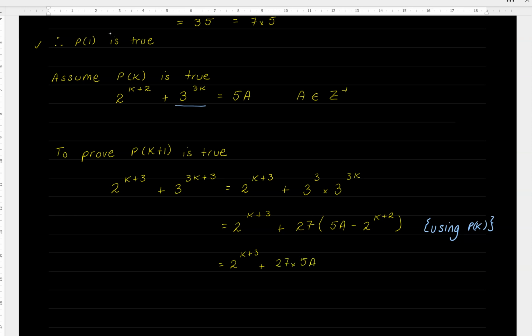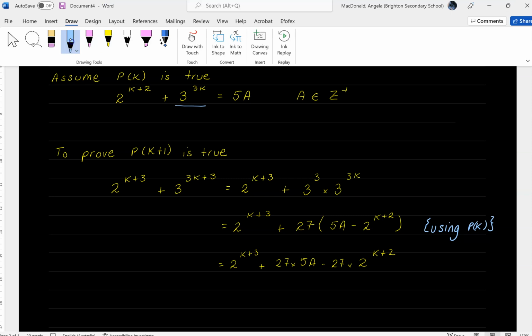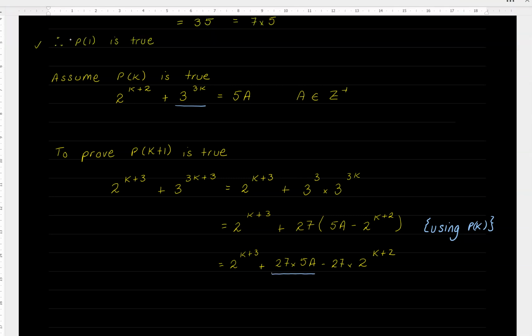Again, I'm not tempted to actually work out what 27 times 5 is because I know I have to pull 5 out as a common factor. And then I've got 27 lots of 2 to the k plus 2. So we look and we see, okay, this bit here is pretty good because I can pull out a common factor of 5. However, this and this is so far no good.